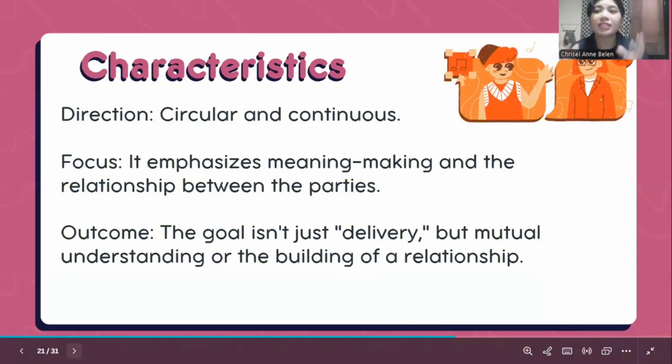For example, inside the classroom, the relationship between the teacher and the students is for them to learn something from the teacher, and the teacher will get feedback on whether the students are learning something from him or her. The outcome or the goal of this model isn't just about the delivery, but also the mutual understanding or the building of the relationship between the two parties.